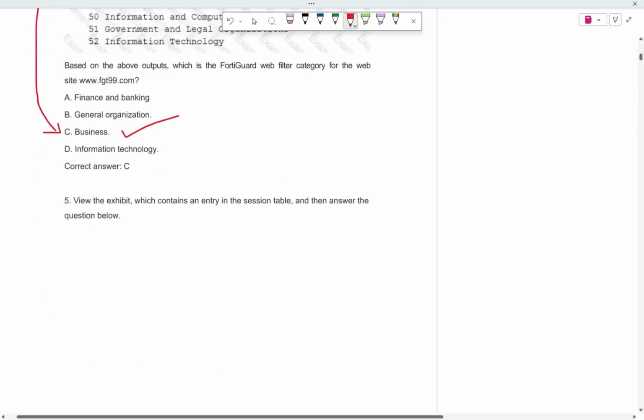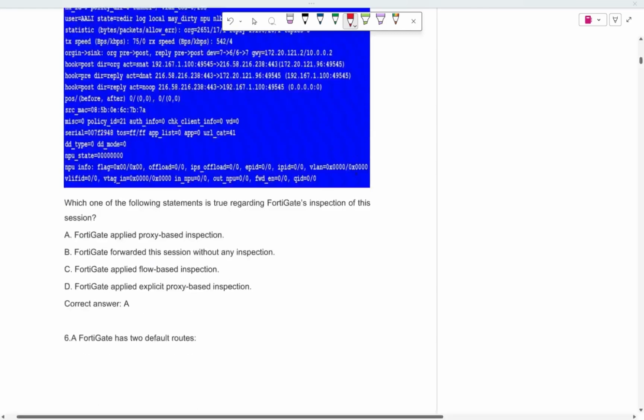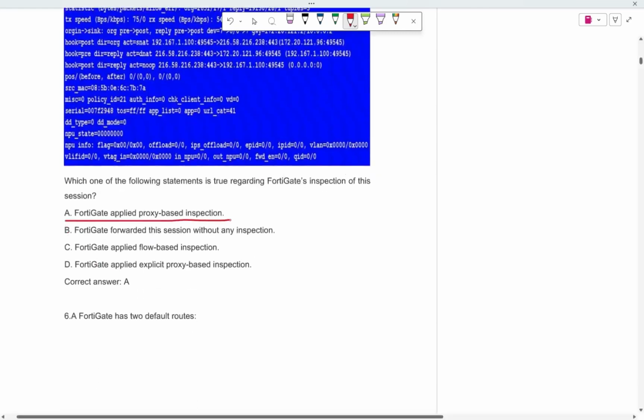All right, question 5. For question 5, a session table is given. They provide us with a session table like this, and we are required to use the information inside it to determine precisely what specific type of inspection the FortiGate device performed on this particular session. The answer is clearly option A. Option A simply states that because there is no hardware acceleration present in this current session table, right? And this kind of detailed application inspection on the FortiGate is usually handled by proxy mode, right? So the correct answer is A.